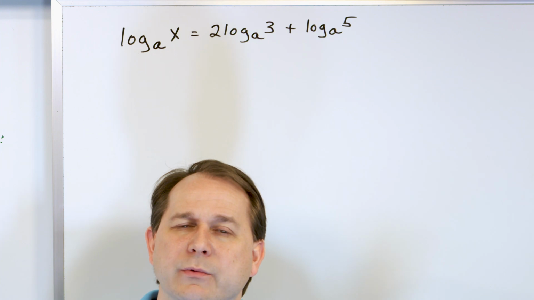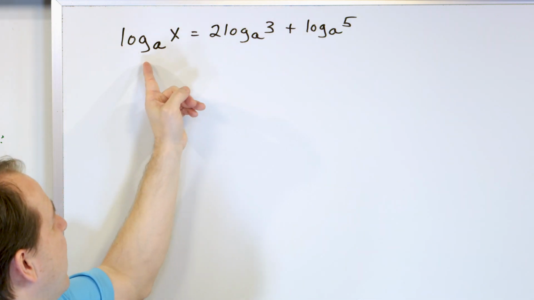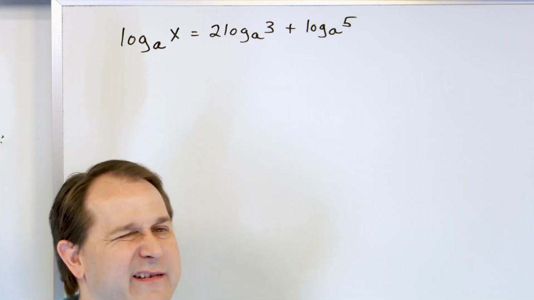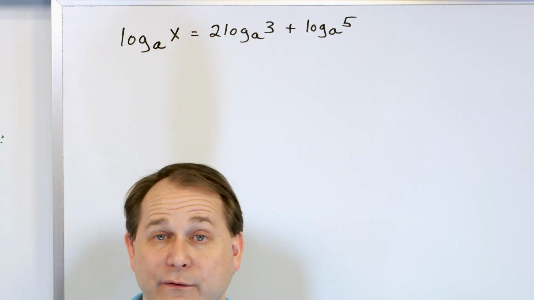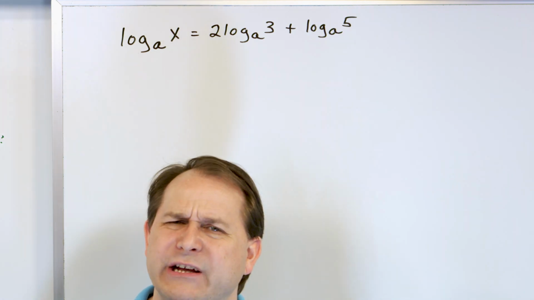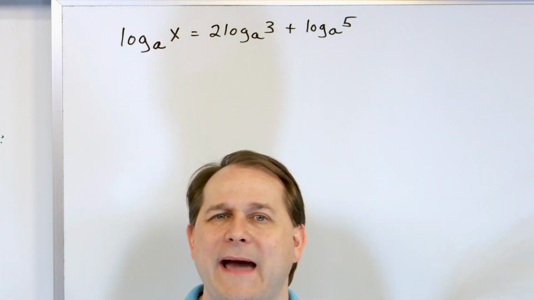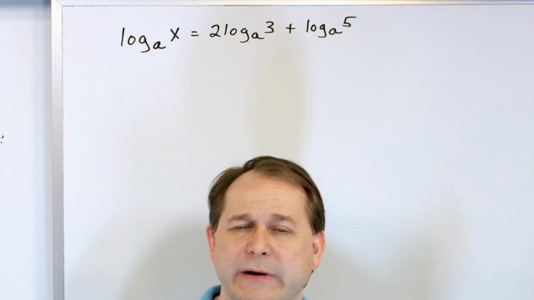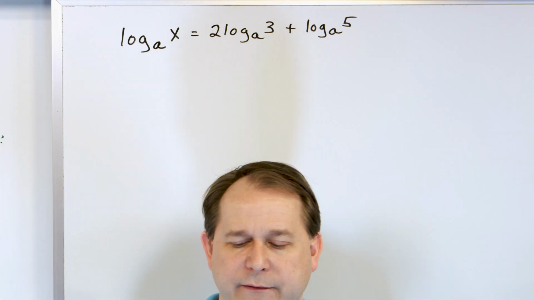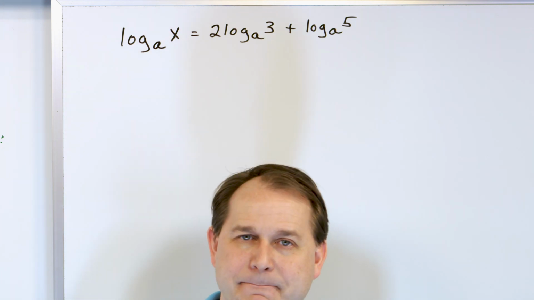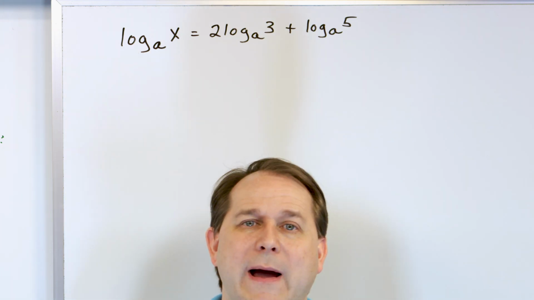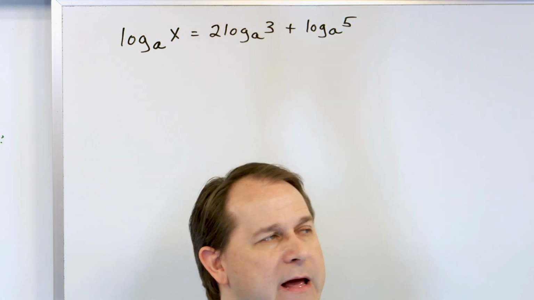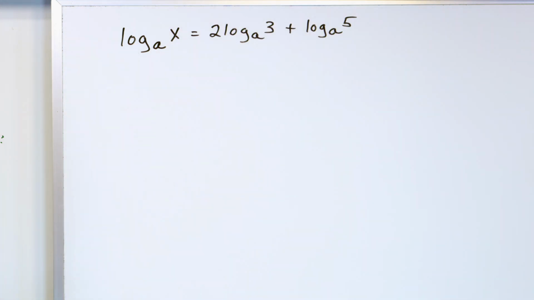X is my unknown. It just so happens that in this equation, base a, base a, base a doesn't actually matter. You're going to find out as we do the solution that the particular base of this logarithm doesn't matter. If I have a base 2 in all 3 of those locations or a base 10 in all 3 of those locations, the answer will be the same. So don't let that stress you out. Just treat it as a base and follow the rules of logarithms.